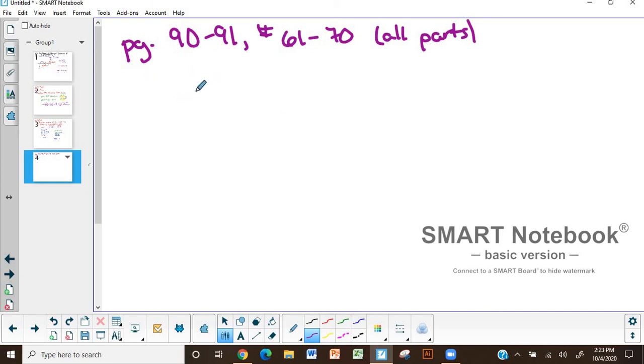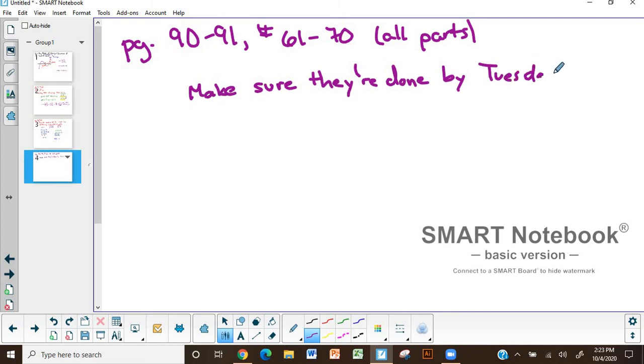That's all we have for this section. I'll just put the note here that says make sure they're done by Tuesday. Okay, and that'll sort of wrap up section 2.3 on the various properties of functions.